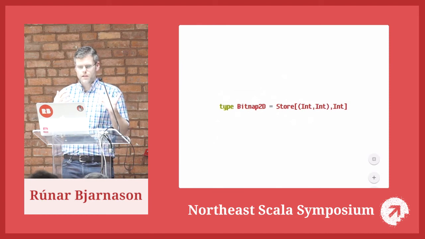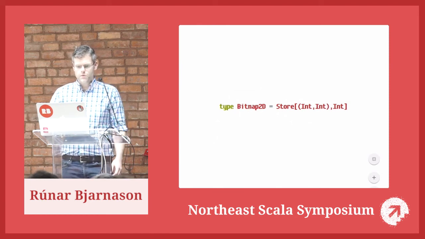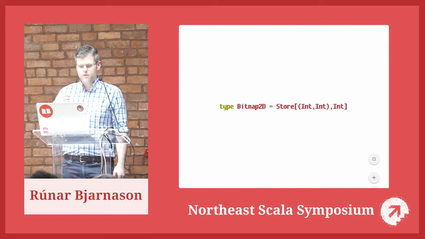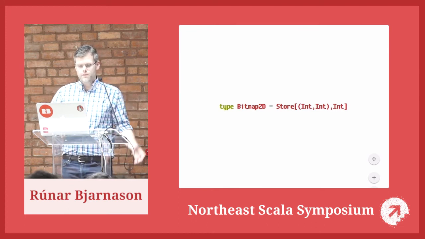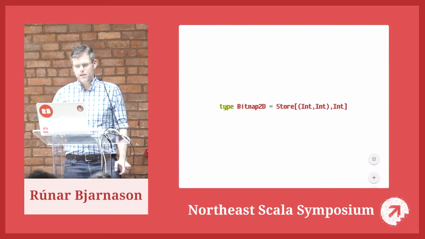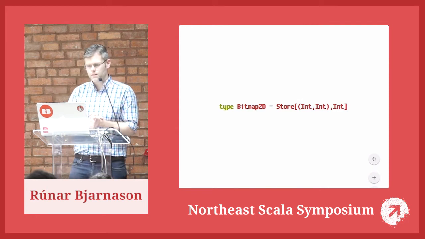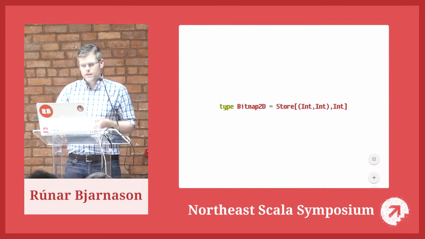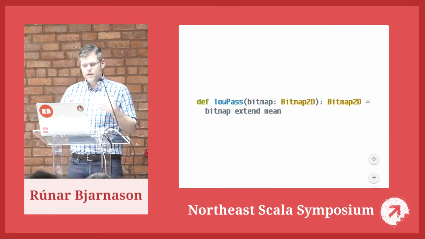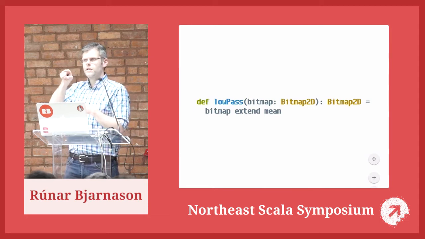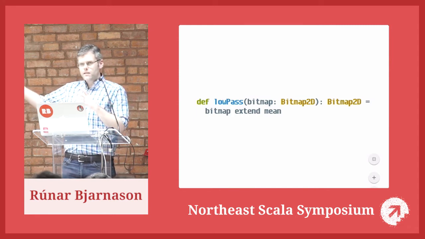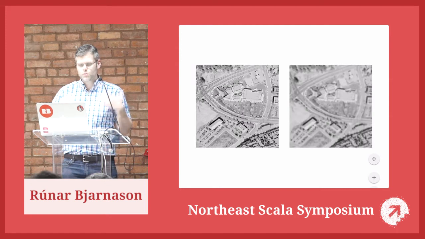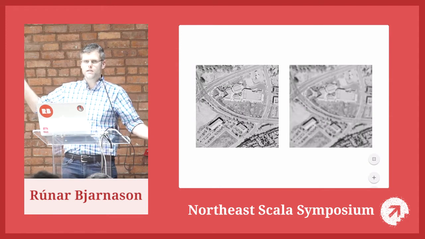So imagine that we have a two-dimensional grayscale bitmap, which we can represent as a store of ints, which are indexed by pairs of ints. The left ints are the index, the locations of the pixels, and the right int is the color or the tone of gray for that pixel. So we can implement a mean function: if we have a cursor, a current pixel in our store, we can take the mean of the surrounding pixels around that. That's a local computation. And if we extend that, then we get a low-pass filter. So it will do the mean computation across the entire image.